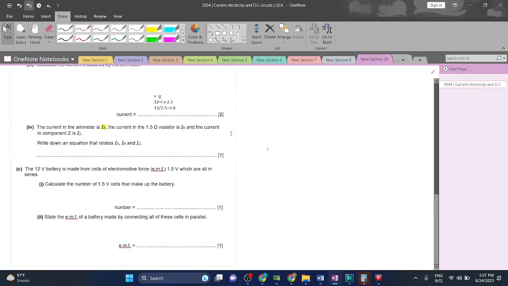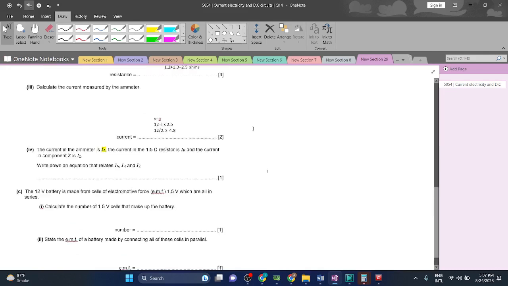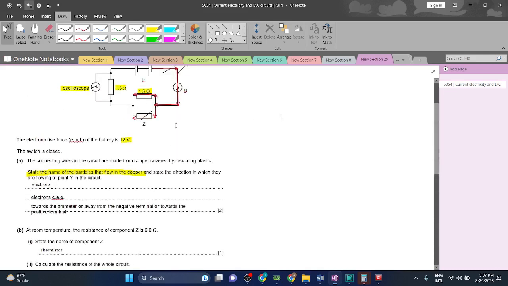and the current in the component Z is IZ.